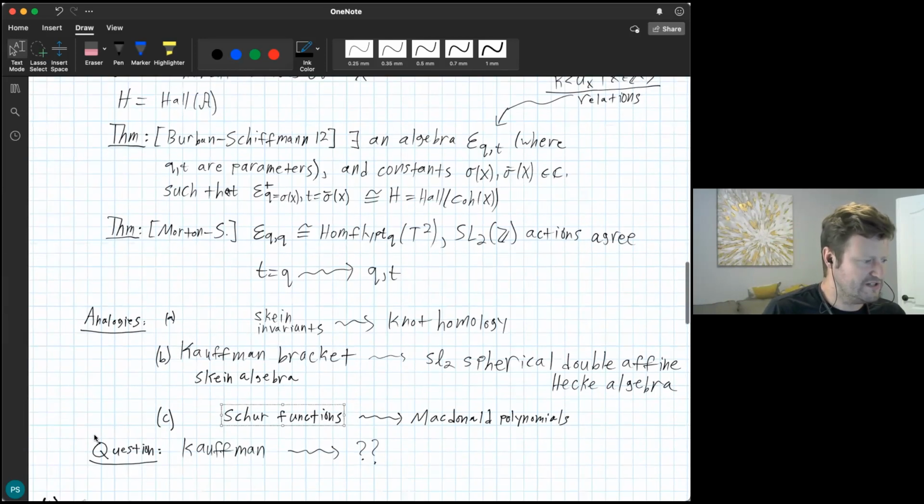So one question here I don't know the answer to is what's the analog in this set of analogies? What goes on the right-hand side if I start with the Kauffman skein algebra? And I don't know. And I don't exactly know the state of the art for categorification, but you can also ask about BMW homology, if it does exist. It should be related to this answer for the Kauffman skein algebra of the torus.